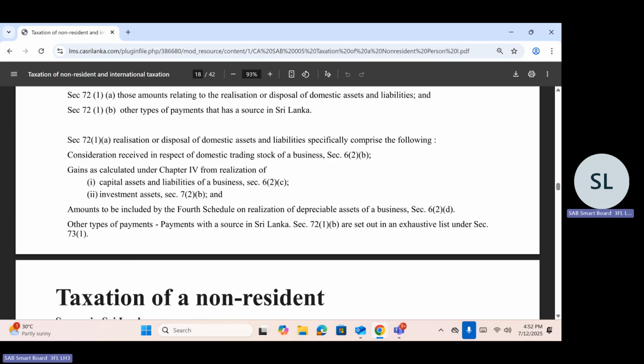What is a source in Sri Lanka? How do we determine whether there is a source in Sri Lanka, that is, whether income is generated from Sri Lanka? Section 72 and section 73 say what is a source in Sri Lanka.